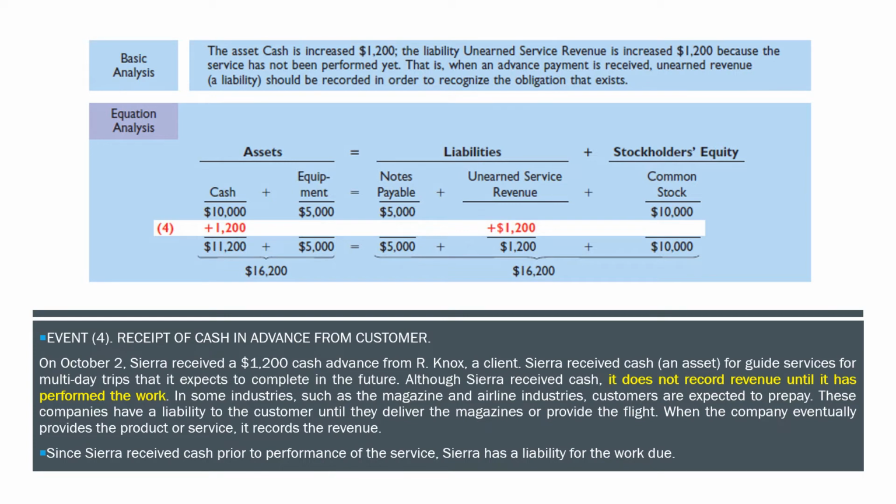Although we received the cash, it does not record revenues until it has performed the work. In other industries like magazines and the airline industry, customers are expected to prepay. So these companies have liabilities to the customers until the delivery of magazines or provision of flights. When companies eventually provide the products or service, they record the revenue. Since we receive cash prior to the performance of service, Sierra has a liability for the work due.